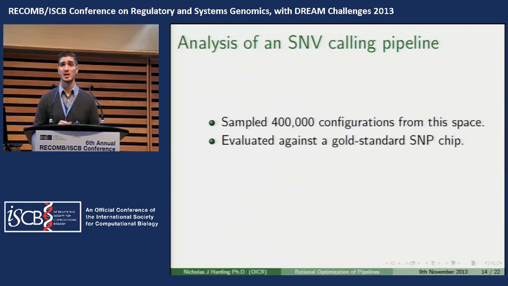Okay, what we did then is evaluated the results from each configuration. Each configuration gives us a set of SNV calls. We then evaluate that against a gold standard SNP chip. We calculated the area under the curve, the area under the receiver operator characteristic curve, which gives us a kind of balance between sensitivity and specificity.